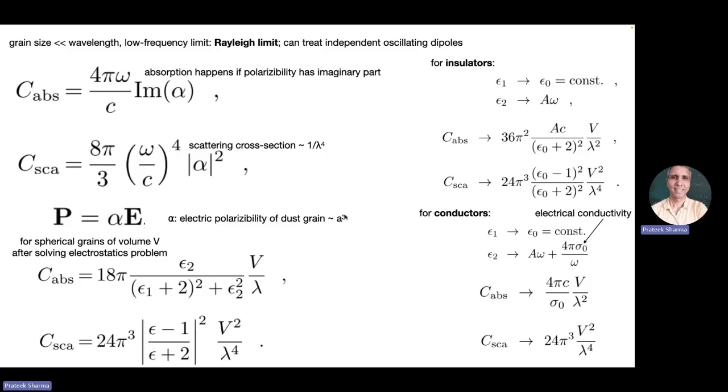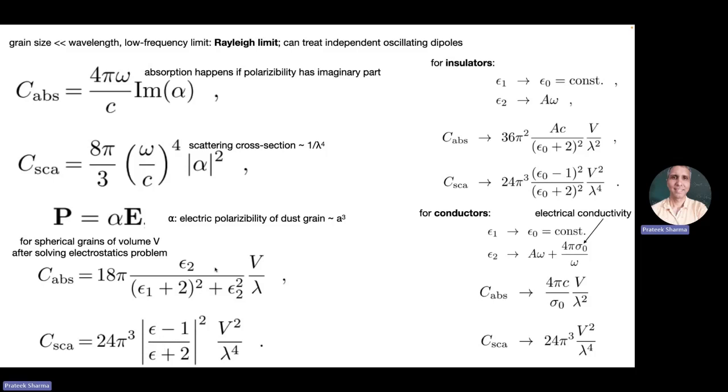Now this goes like a cube, or the volume v of the grains. After solving this electrostatics problem, in fact, this problem for spheres can actually be solved exactly, and I'm pretty sure Jackson does it. So this is what you get. The cross section for absorption goes like this. If you plug in alpha in terms of epsilons, this is what you get. It's proportional to the volume of the grain and 1 by lambda, and proportional to epsilon 2. Yeah, this is very clear, right? Absorption only happens if you have the imaginary part of epsilon. Otherwise, it does not happen. This is the scattered part. This does not require epsilon 2.